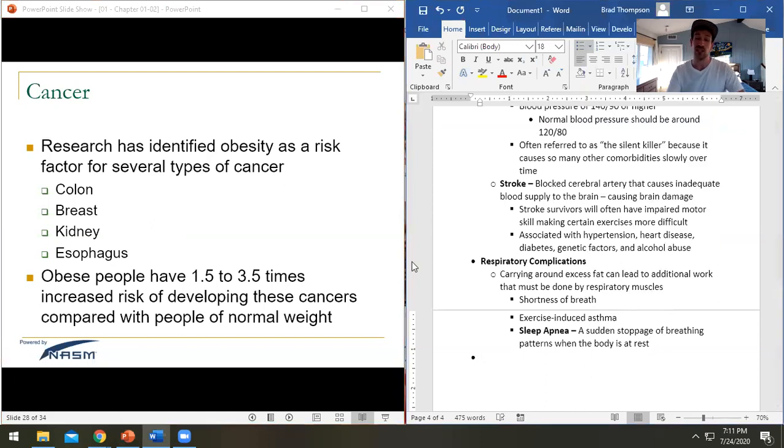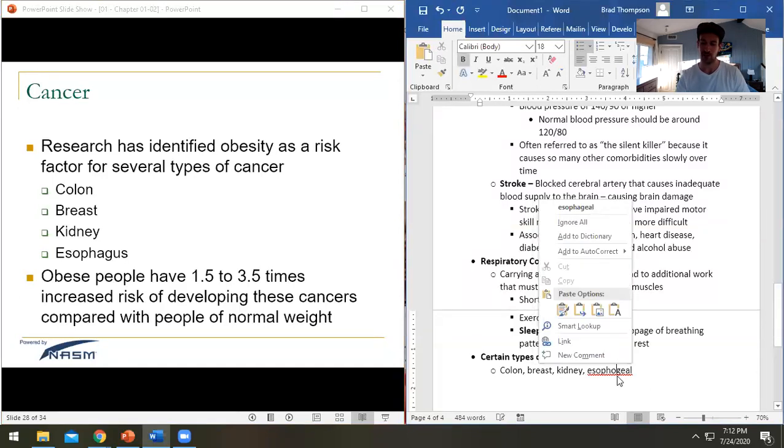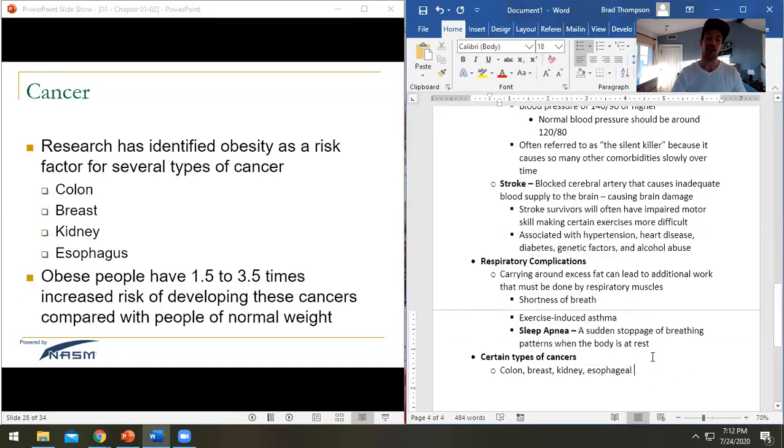We will also see certain types of cancers. Certain types of cancers have been shown to be linked to obesity. So particularly colon, breast, kidney, and esophageal cancer. Let's see if I can get this right. Nope. Nah, I still would have gotten it wrong. Esophageal.